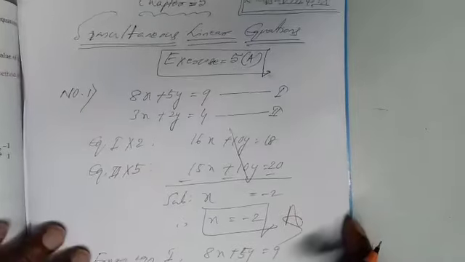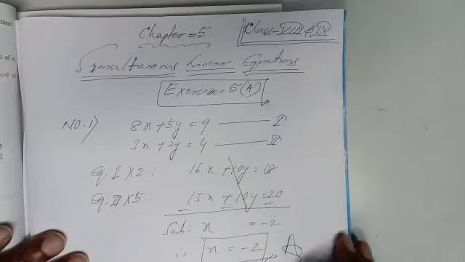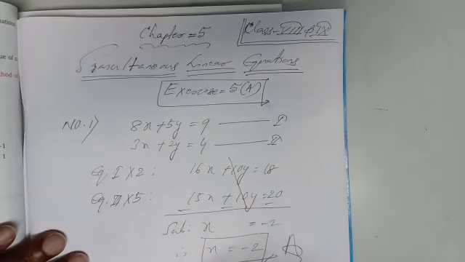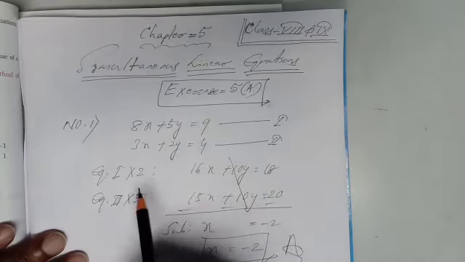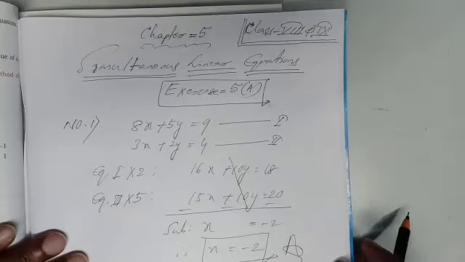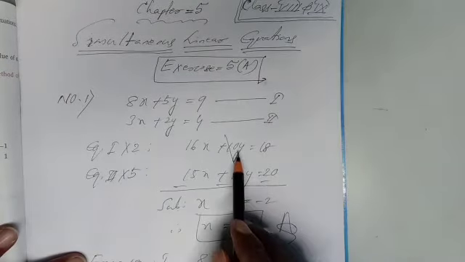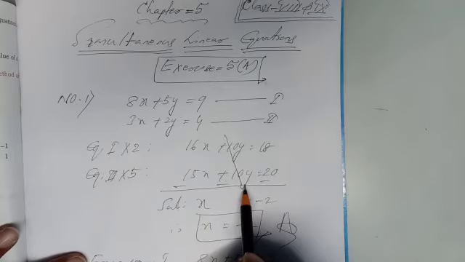Linear equations in two variables, exercise 5a, simultaneous linear equations is the first class of this exercise. Solving simultaneous equations in two variables by the elimination method. Any method you can apply as per the question given. I am doing the elimination method. Elimination means you have to eliminate either x or y. I am eliminating y, making an equal number of y.